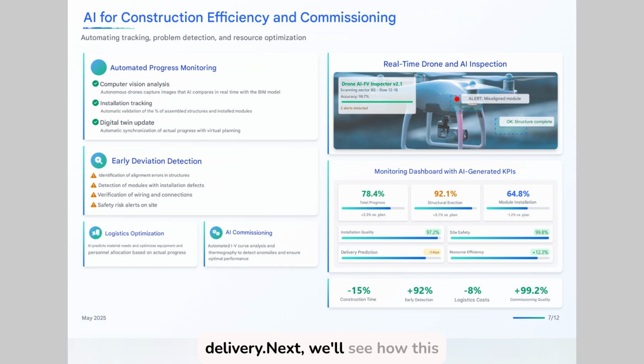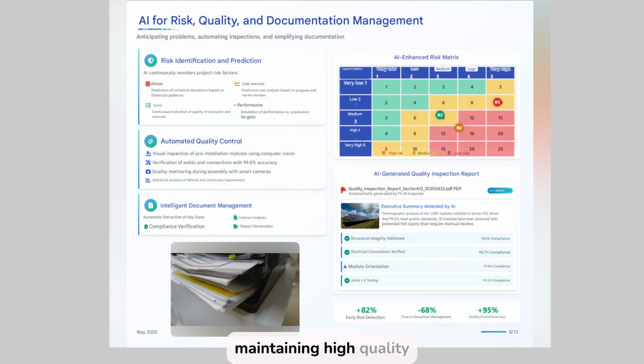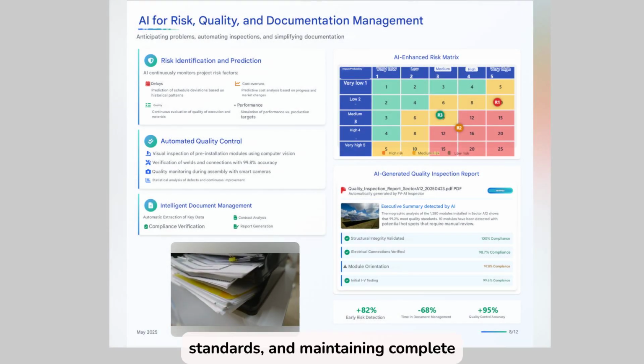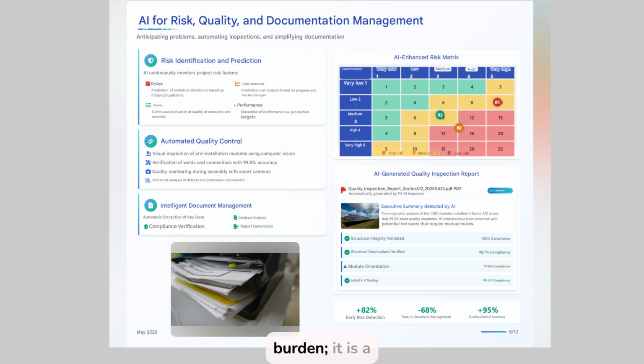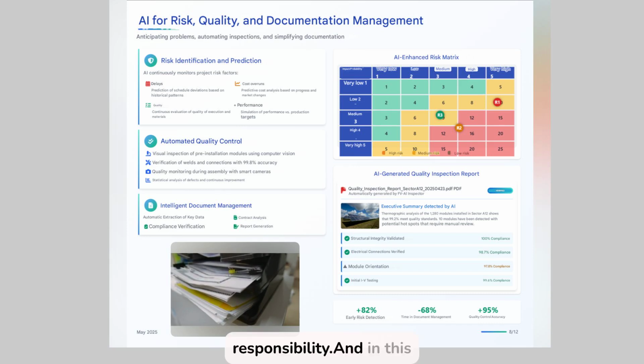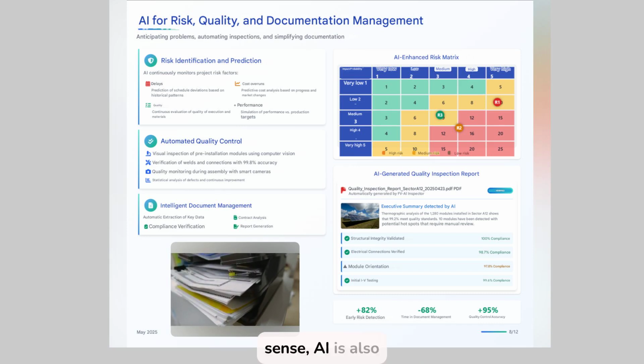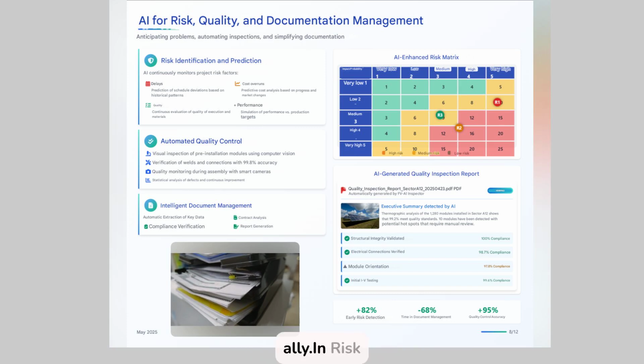Next, we'll see how this same AI allows for better management of risks, quality, and all the technical documentation associated with the project. Managing risks, maintaining high-quality standards, and maintaining complete technical documentation is not only an operational burden, it is a legal, financial, and contractual responsibility. And in this sense, AI is also proving to be a decisive ally.